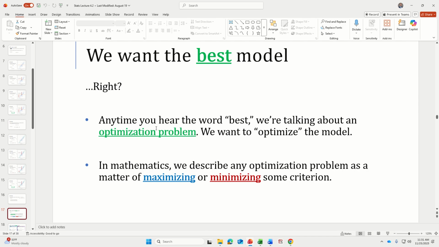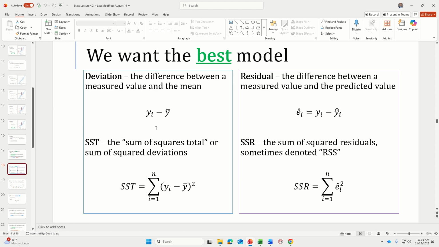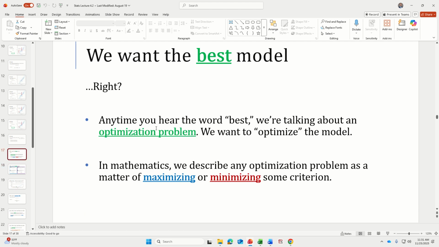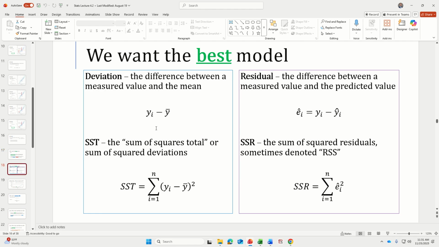So if we want the best linear model, we're trying to optimize the problem. And in mathematics, optimizing means we are going to either maximize or minimize some criterion. The criterion we're trying to minimize is called the sum of squares total.